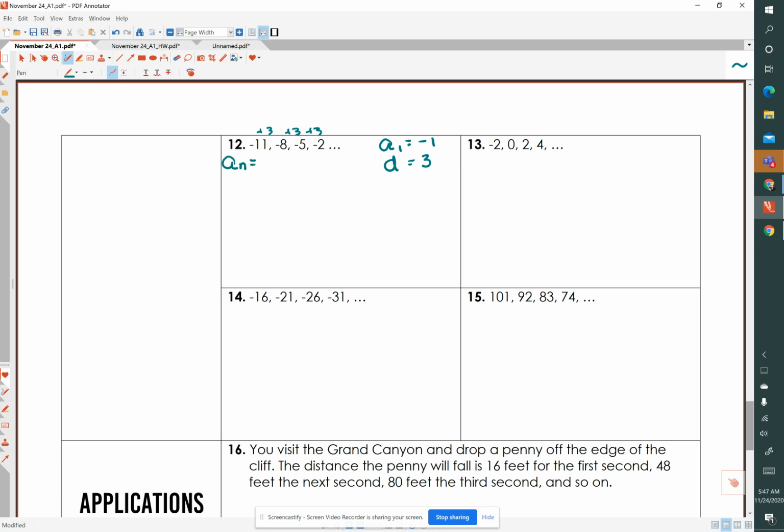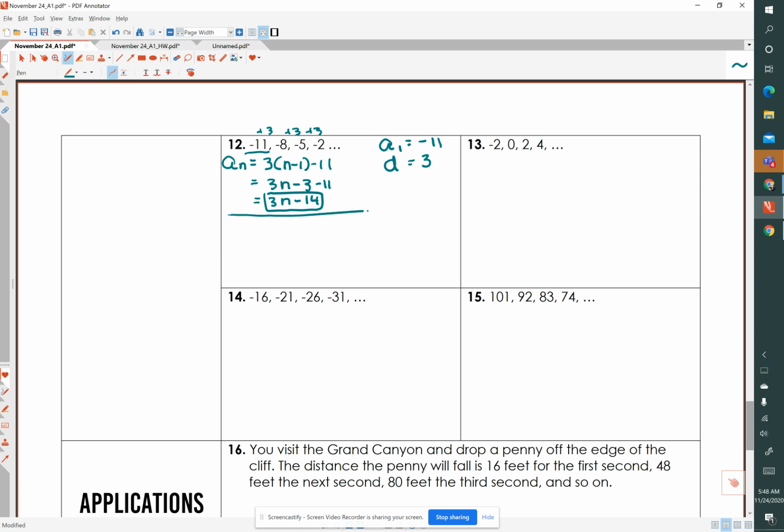A sub n equals 3 times the quantity of n minus 1 plus the first term. Well, the first term is negative 11, minus 11. So there's our first term right there. So let's evaluate that. 3n minus 3 minus 11. Let's combine those like terms. 3n minus 14. So here's our rule.